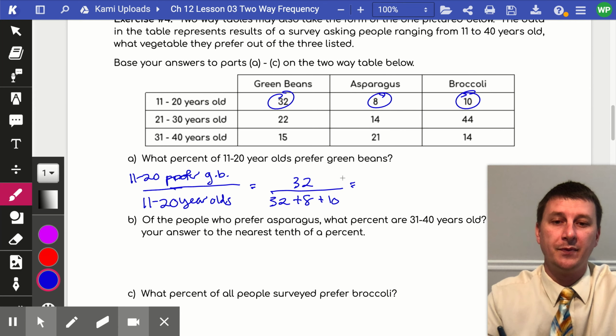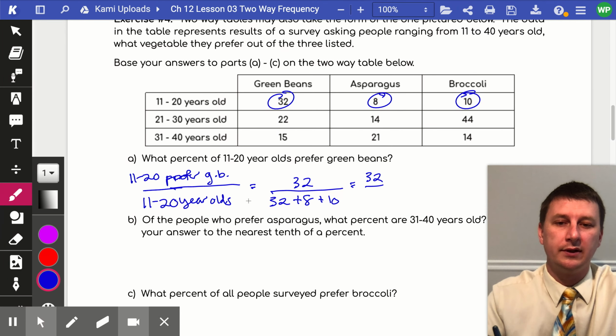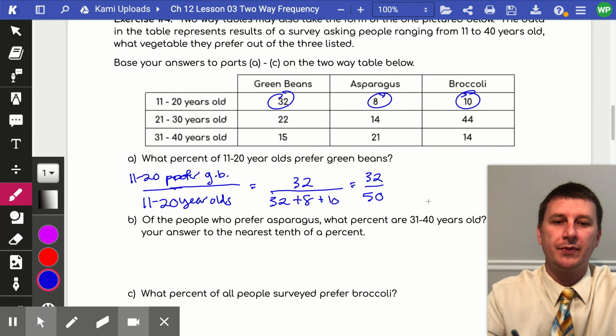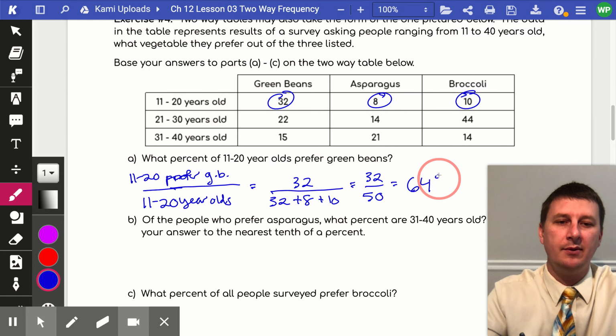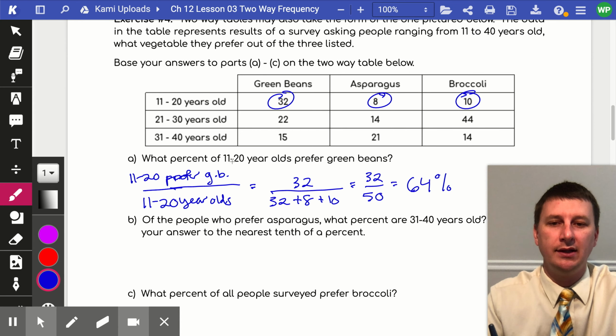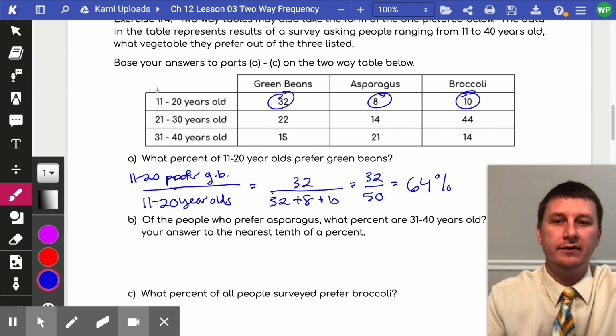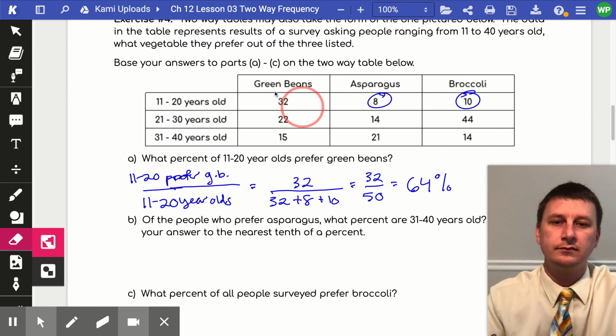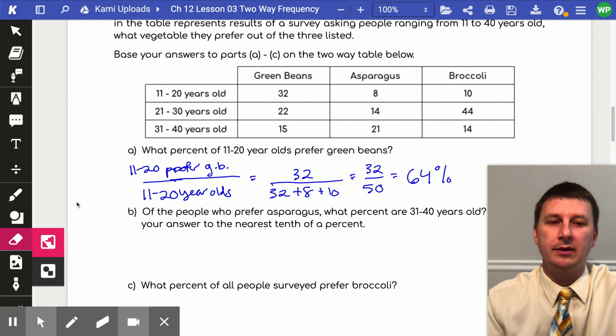So let's find that out. We have 32 over 32 plus 8 is 40, 40 plus 10 is 50, so 32 out of 50. But it says what percent, so we want to change that to a percent, and that would give us 64% of 11 to 20-year-olds prefer green beans, which is the majority. So the majority of people that are 11 to 20 years old prefer green beans over asparagus or broccoli.